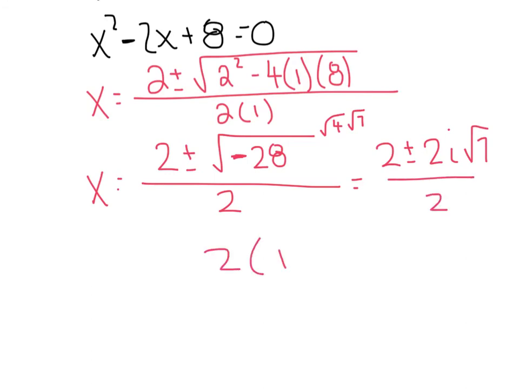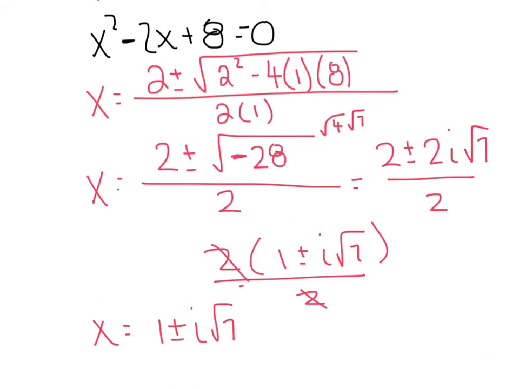Got a GCF of 2. And that GCF is going to cancel with the 2 on the bottom. And my final solution is 1 plus or minus i radical 7. There it is, ladies and gentlemen, our solution.